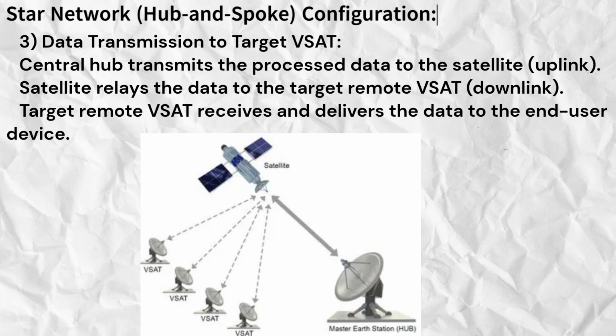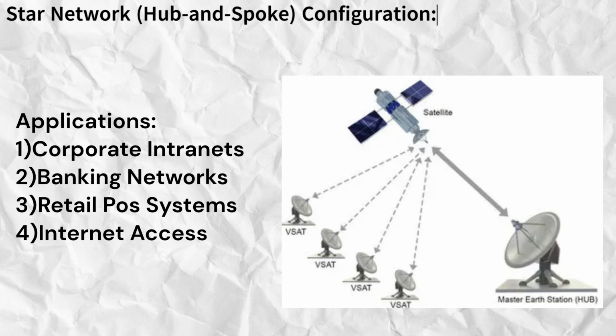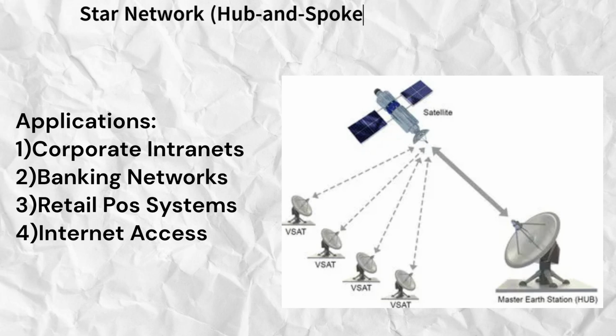Data transmission to target VSAT. The central hub transmits the processed data to the satellite, uplink. The satellite relays the data to the target remote VSAT, downlink. The target remote VSAT receives and delivers the data to the end-user device. Applications of star network: corporate intranets, banking networks, retail POS systems, internet access.